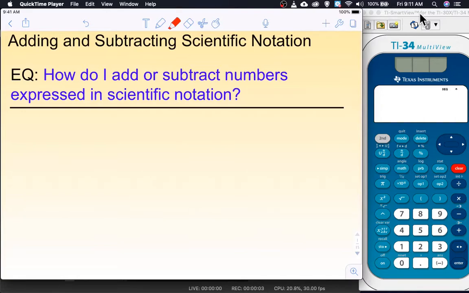Hello, and welcome to this lesson on adding and subtracting numbers in scientific notation. And such a question just says basically that. How do I add or subtract numbers expressed in scientific notation?